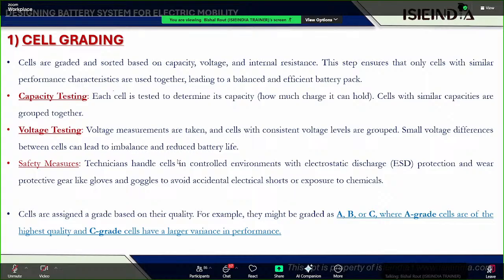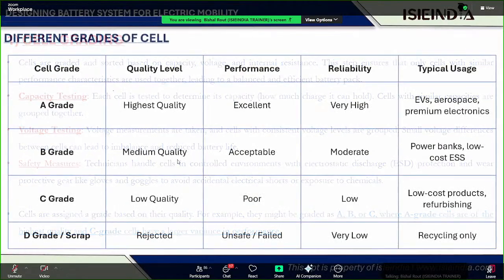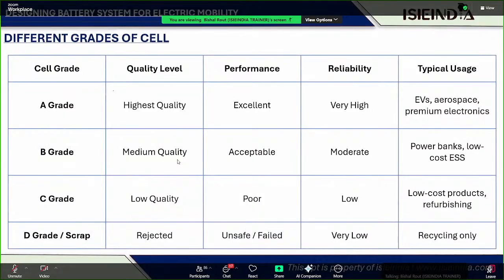That is the reason why we have to properly check the capacity and the voltage of the cell. For that, we do a test called cell grading. That is the very first test in the complete assembly line of battery pack manufacturing. And we generally classify the cells into 4 grades.